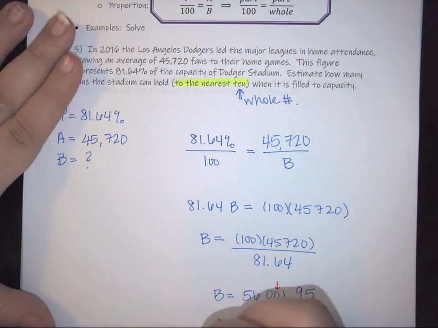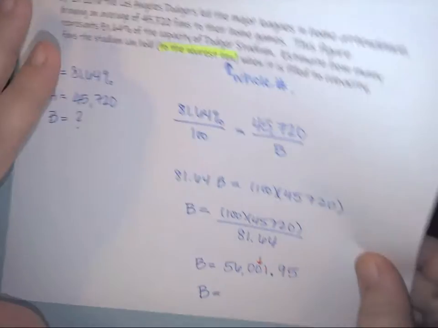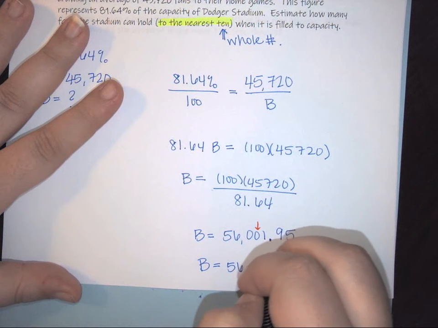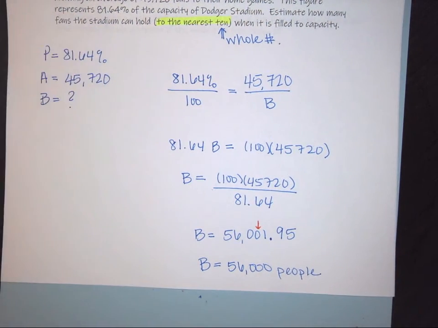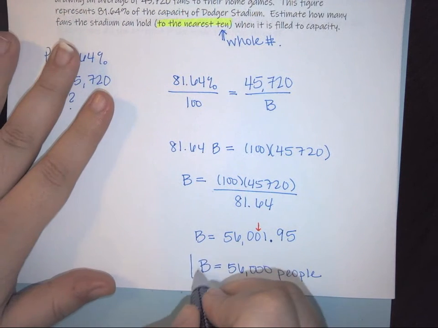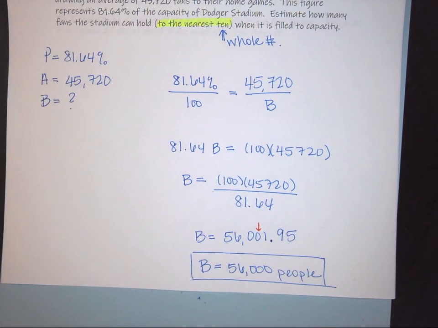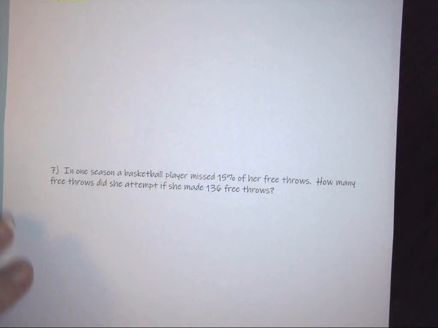So here we actually have that the stadium holds a capacity of 56,000 people. And this would be the result that we are looking for. Alright, so let's go ahead and do it again.